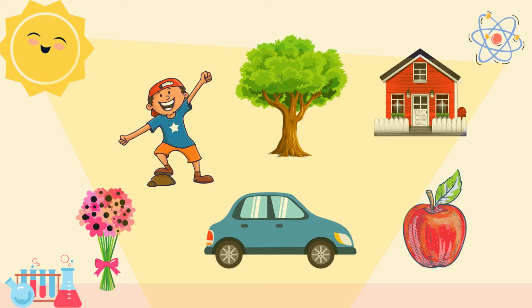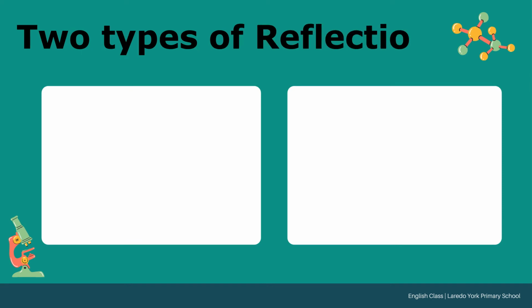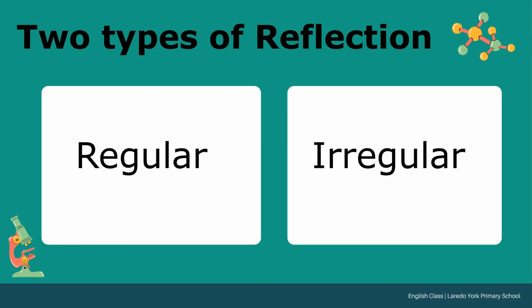All objects don't have light of their own. They are all reflecting the light coming from some luminous source like the sun, fire, and a light bulb. All objects reflect light, but not all reflect in the same way. There are two types of reflection. The first one is regular reflection, and the second one is irregular reflection of light, also called scattered or diffuse reflection.